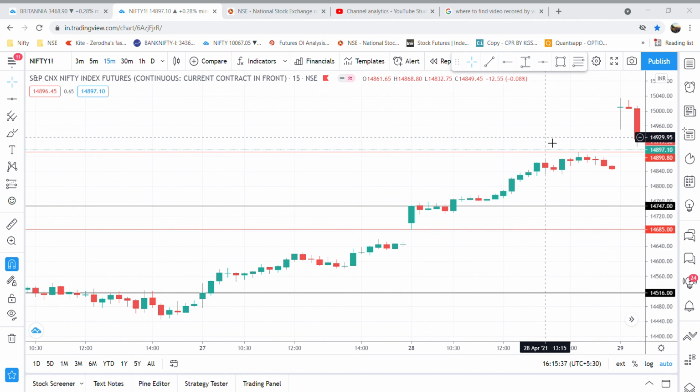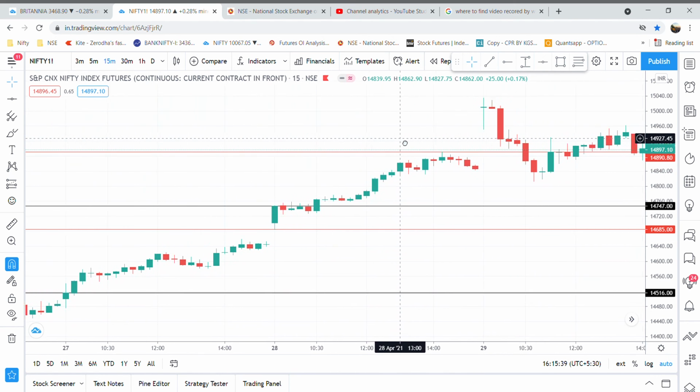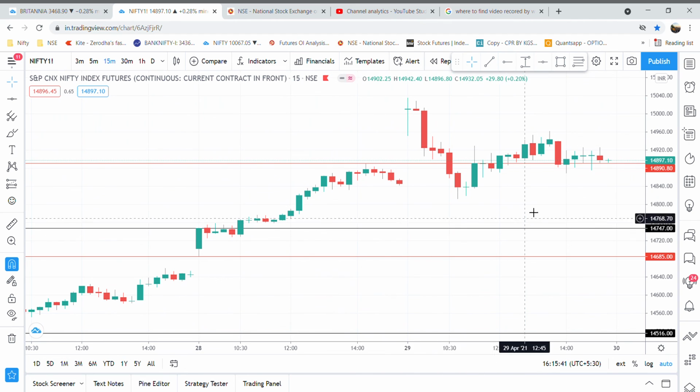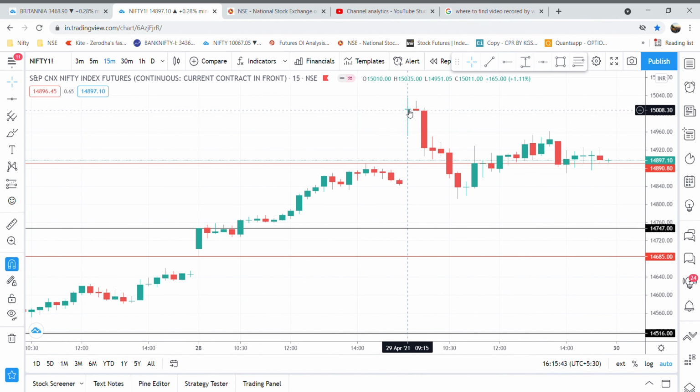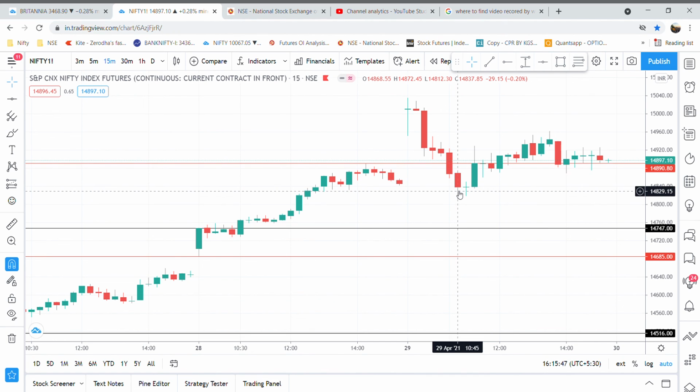If you have a look, we did make a pretty decent run on the 29th. Nifty opened at 15,010, I think, and it dropped all the way, nearly 200 points. So it gave us a very good opportunity to make some decent money here.